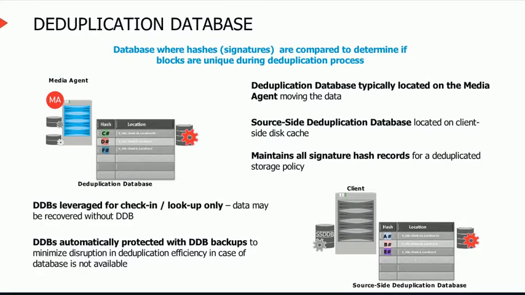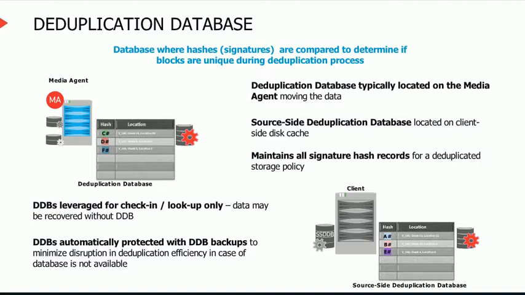CommVault follows a similar methodology to our distributed index functionality discussed in Module 2, with the distribution of deduplication record information. When a particular piece of data is written to the storage target, the signature and location information relative to that object or job is also stored with it. This allows us to only use the deduplication database for check-in or lookup processes only. The deduplication database is not required to restore any particular piece of data.